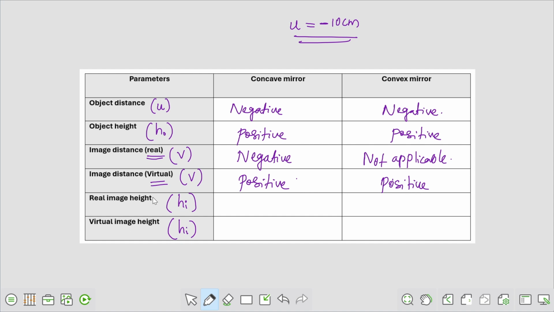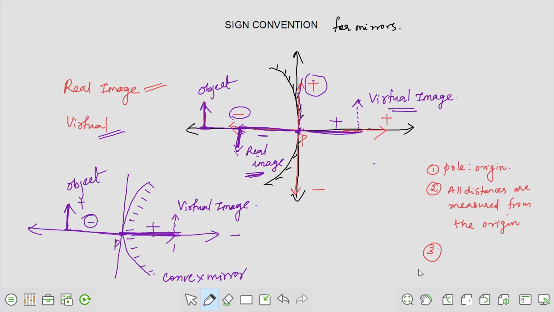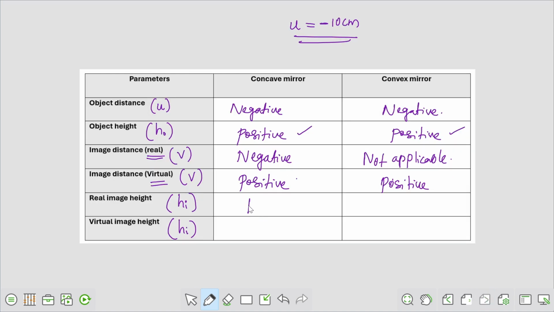Now height of the image. We have seen height of the object. Height of the object is always positive because it is above the axis. Now what about the height of the image? If it is real, where are we getting real image? Left side below the axis. So below the axis, this is the height, right? Below the axis, how will we measure? What is the sign if it is below the axis? Negative. Very good. It is negative. What about convex mirror? Exactly. It is not applicable because convex mirror doesn't form real image. So it is not applicable here.